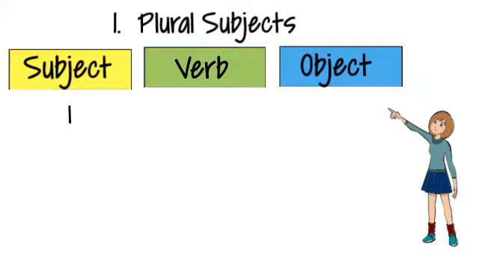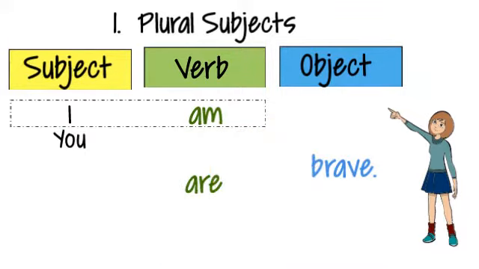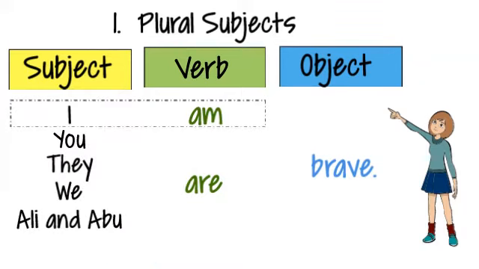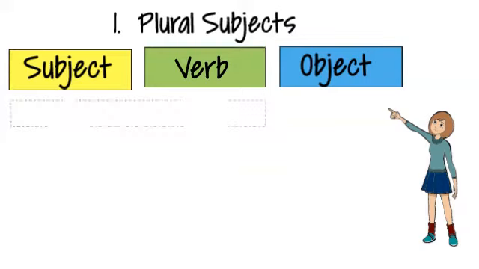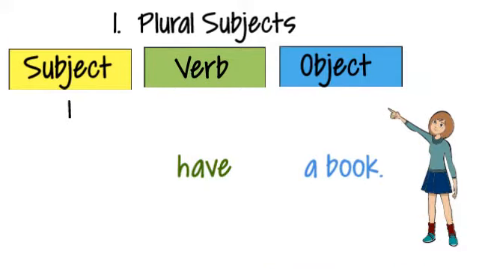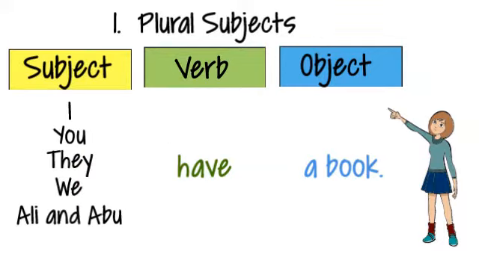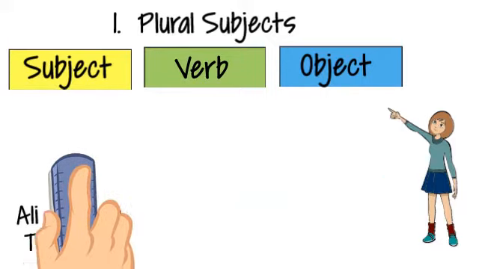As for G2, I am brave, you are brave, they are brave, we are brave, Ali and Abu are brave, the cats are brave. As for G3, I have a book, you have a book, they have a book, we have a book, Ali and Abu have a book, the cats have a book.